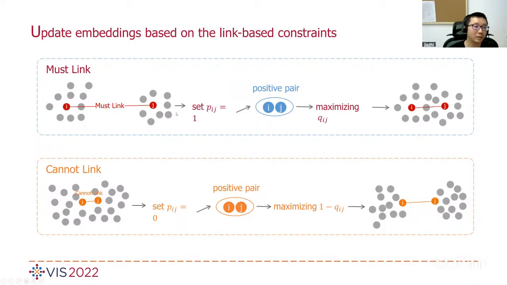When a must link is specified, a positive pair is set with probability 1. For a cannot link, a positive pair is set with probability 0.